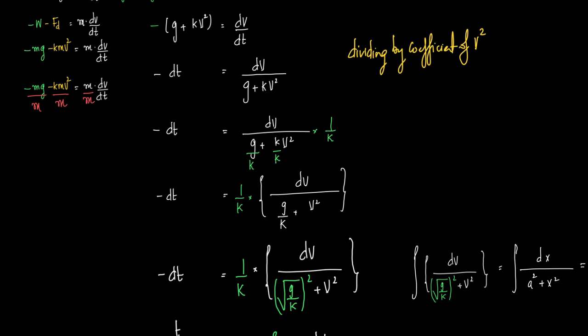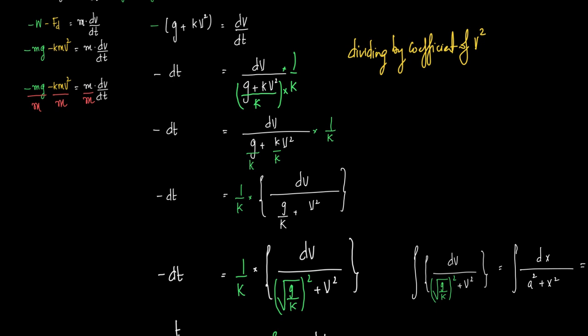Now, some students may have a doubt here. What I did is I just multiplied this complete denominator by k, and I also divided by k and also multiplied by k. That's what I've done. And this k, I have written it as 1 by k in this step. Now instead of g by k, I have written root of g by k the whole square.